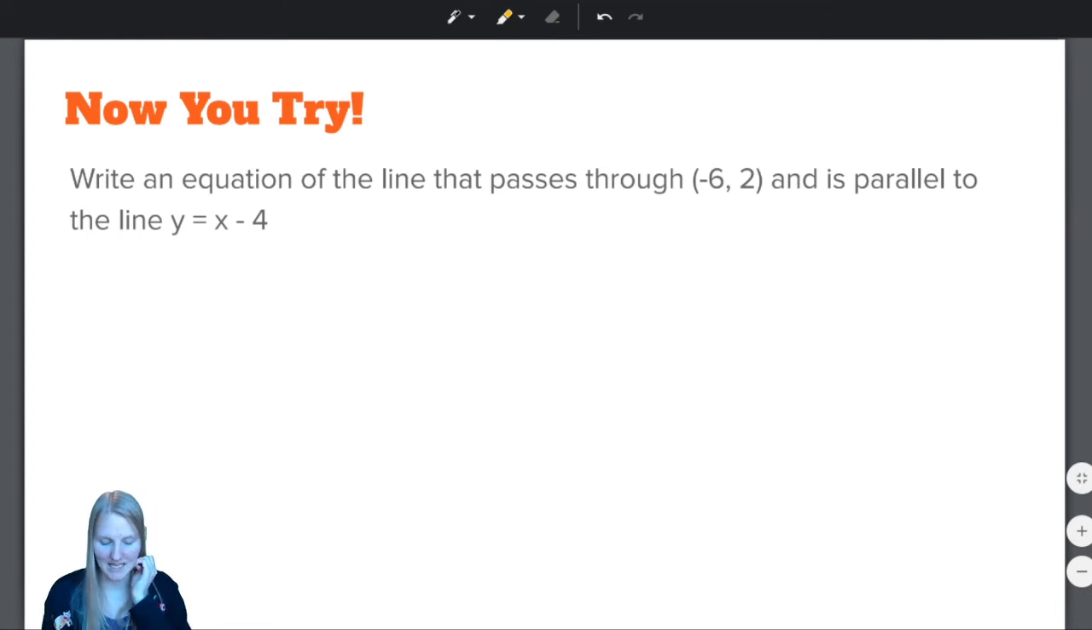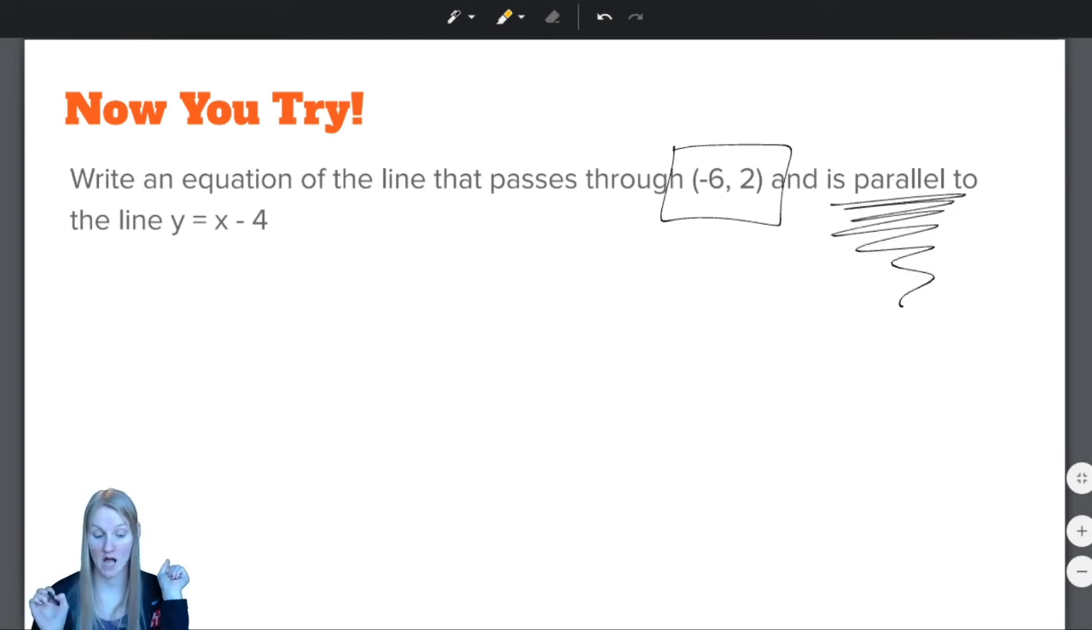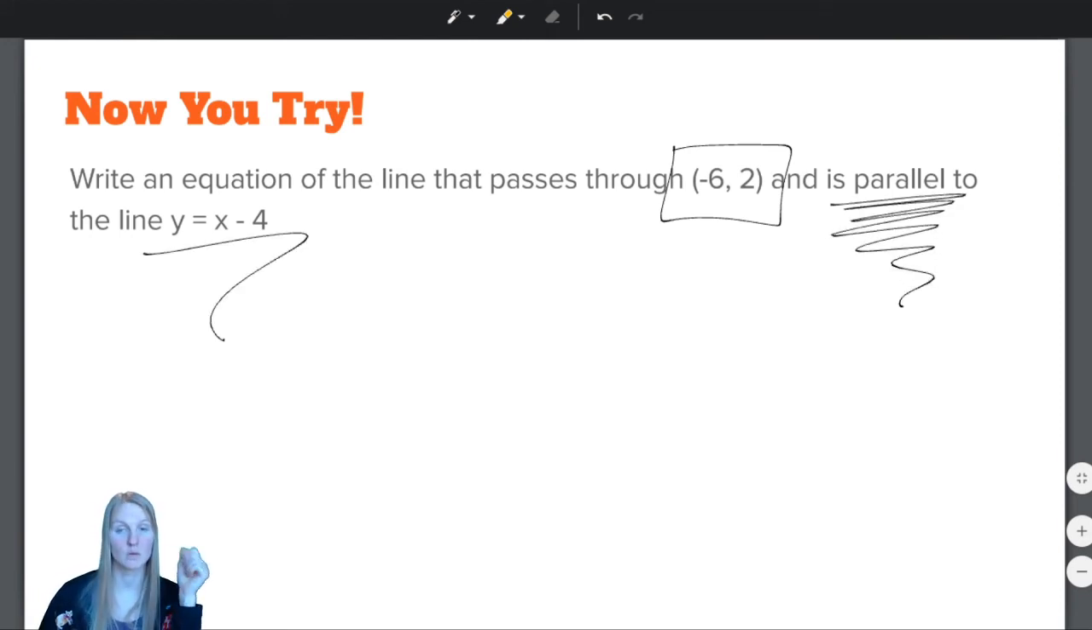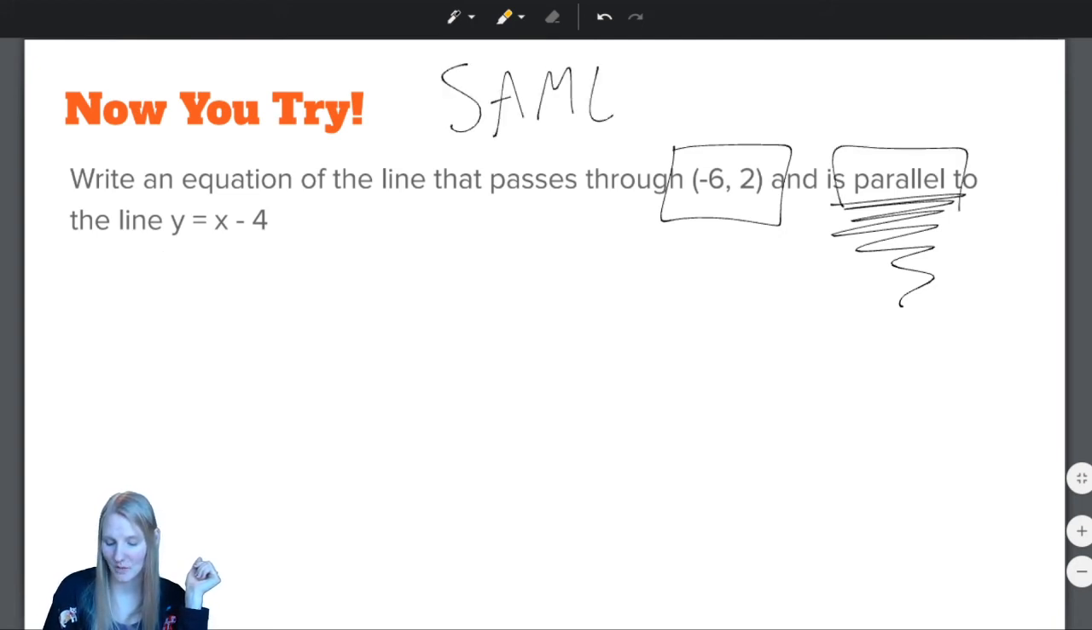All right, an equation of the line that passes through negative 6, 2, and is parallel to the line y equals x minus 4. Remember, parallel means that we have the same slope.